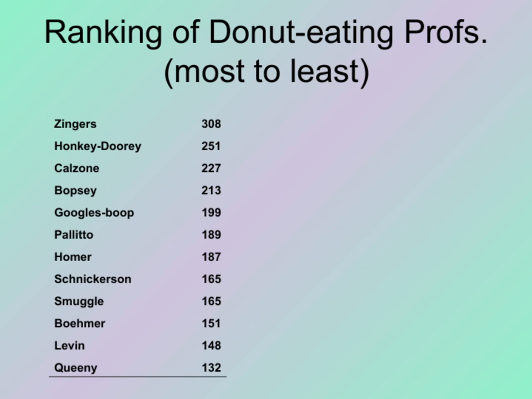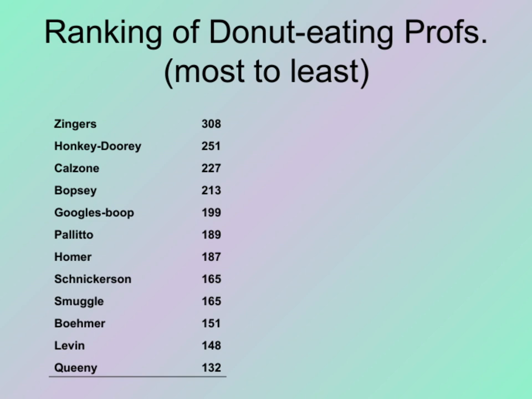But what's interesting is how these counts give us a glimpse into the donut enthusiasm across different individuals. For example, Google's Boop and Palito, with 199 and 189 respectively, show a slightly lower but still significant interest. Homer, Schnickerson, and Smuggle are close, with 187, 165, and 165, indicating they're fairly consistent in their donut consumption. Boehmer and Levin follow with 151 and 148, and then Queenie at 132.